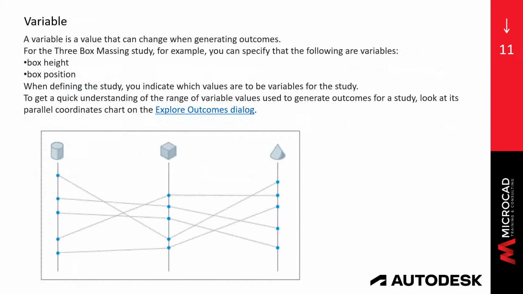So a variable is a value that can change when generating outcomes. For example, for the 3-box massing study, which I'm going to show you in the software itself, you can define the box height and the box position. And then you can indicate which values are the variables for the study and which ones are the constants.